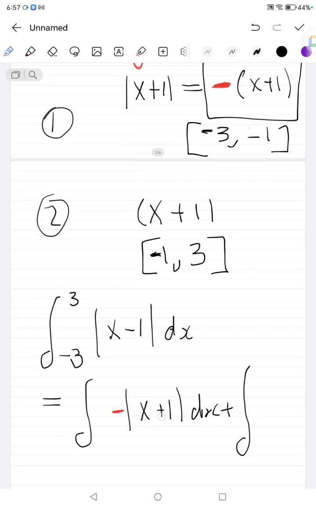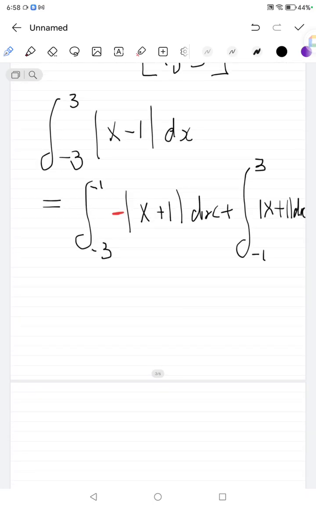So this side we have x plus 1 dx, then we still have the x plus 1 dx. Okay, I have to write the b and a. The b for this first one, the bigger one, will be minus 1. Then this side we're going to have minus 3. When we come to the second one, the bigger one is 3, and this side we have minus 1.